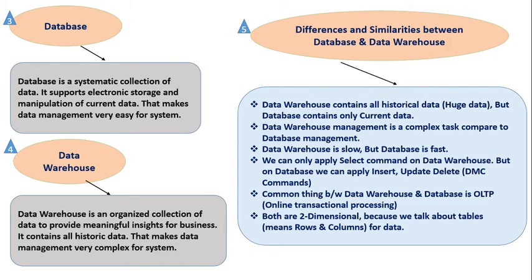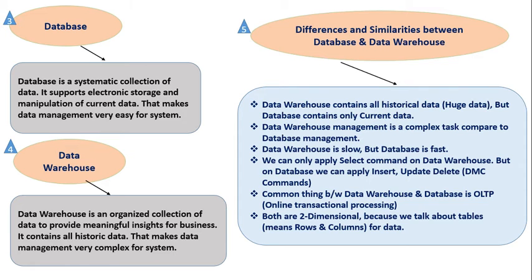And a few points regarding the data warehouse we can see over here. A data warehouse is an organized collection of data to provide meaningful insights for business. It contains all historic data. That's why it is very huge, right? And that makes data management very complex for the system. And here you can see a few points of differences and similarities between database and data warehouse. So we are going to see each one.